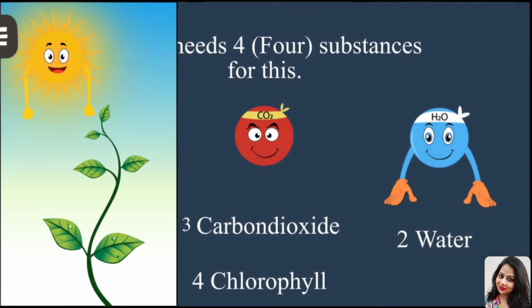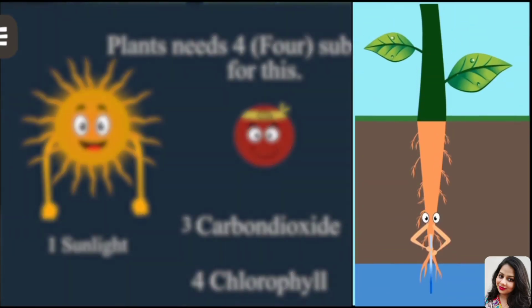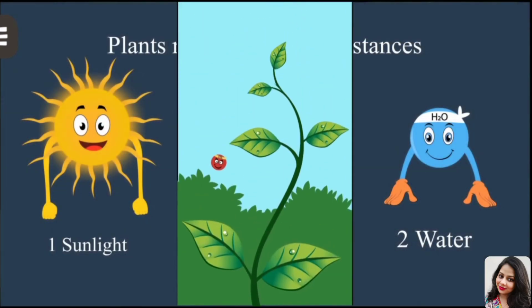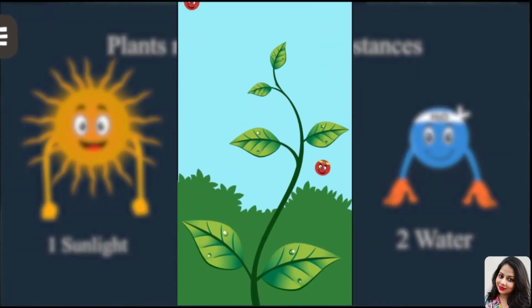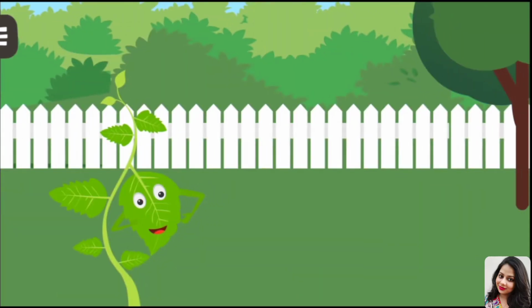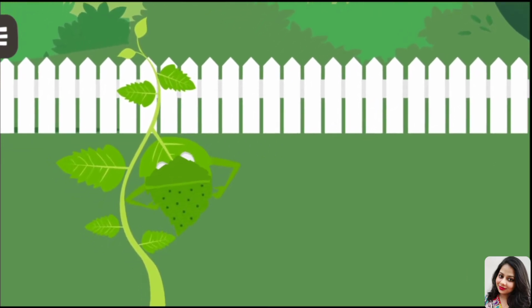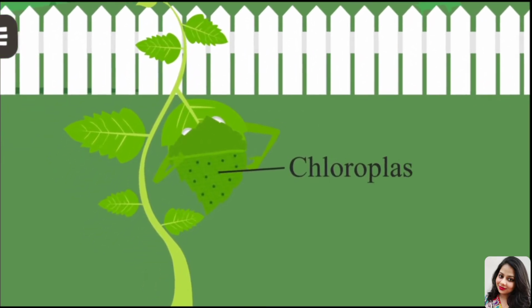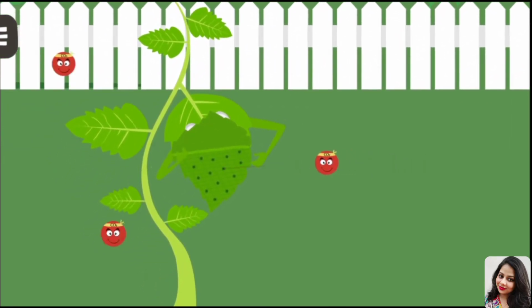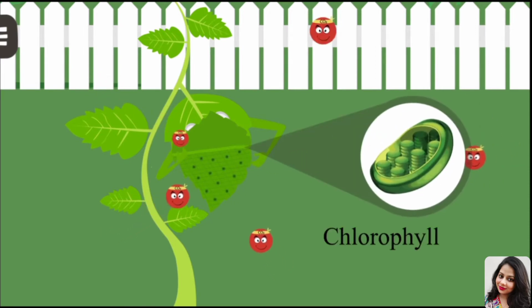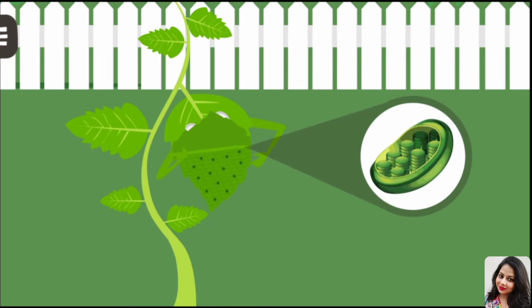Photosynthesis is carried out by leaves. Leaves of a plant have tiny pores called stomata. Carbon dioxide from air enters into leaves through these tiny stomata. Plant cells contain small structures called chloroplast. These chloroplasts contain chlorophyll. Chlorophyll is the green pigment of leaves.